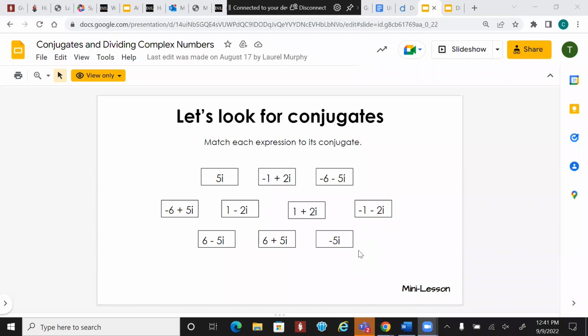And I want you to match each expression to its conjugate. Take a moment, match each expression to the conjugate. You should have one for each expression. All right, so we're going to match the conjugate. So 5i, what is the conjugate of 5i? Negative 5i. All right, negative 1 plus 2i. What's the conjugate? Exactly. Okay. What about negative 6 minus 5i?